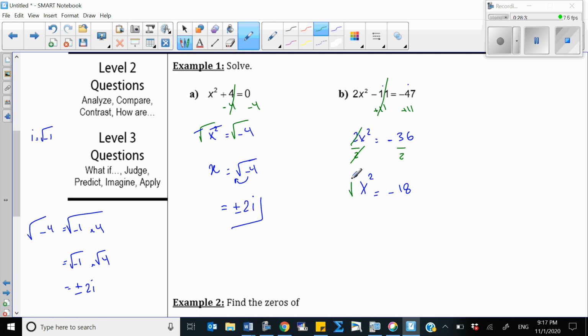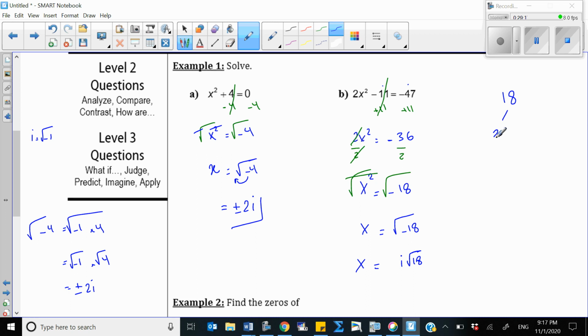Now I need to get rid of the square here, so I take the square root of both sides. The square root and the square cancel each other, and I will have x equal to the square root of negative 18. Based on what I just said, I can move this negative outside and write it as i. So I'm going to write the i for now. Now let's see what the square root of 18 is. So this is basically i times the square root of 18. I need to simplify that.